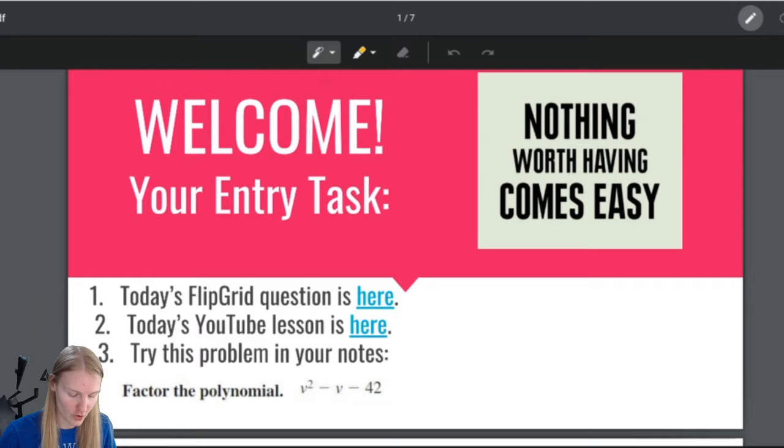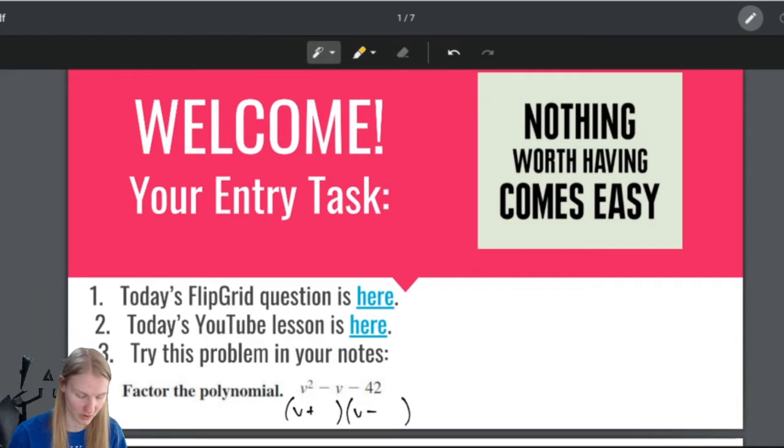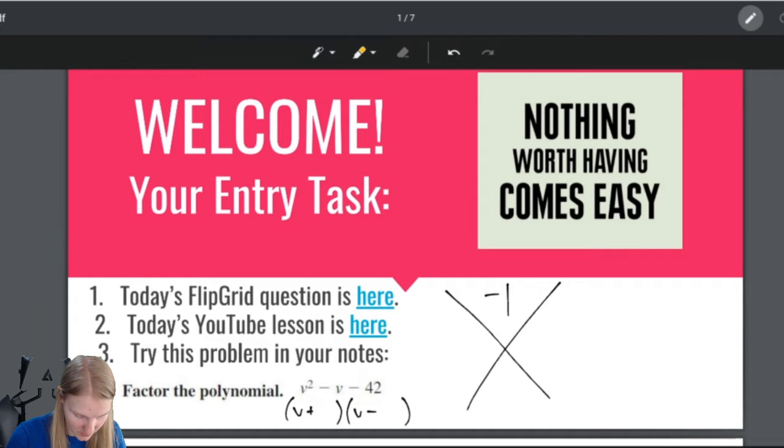So, first thing I'm noticing, I'm told to factor this polynomial. The first thing I'm noticing is that c is negative, which means that I'm going to have v plus something and v minus something. Because the only way I can have a negative on the end is if I have a positive times a negative equals a negative. So I have to have a plus and a minus. Beautiful. Okay, now I need something that adds to get me -1 and multiplies to give me -42.